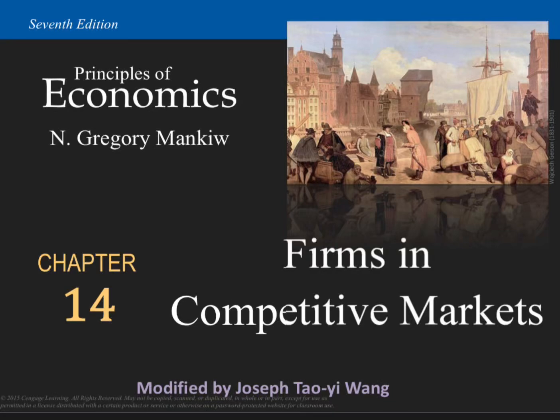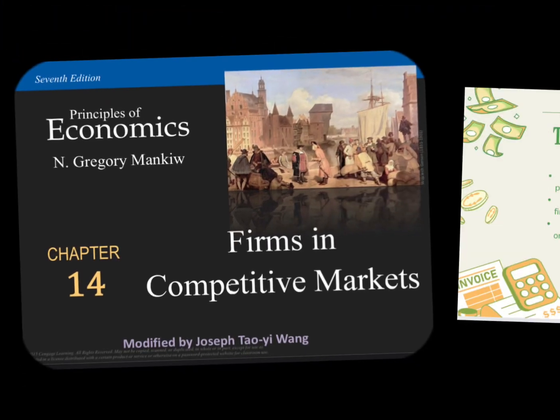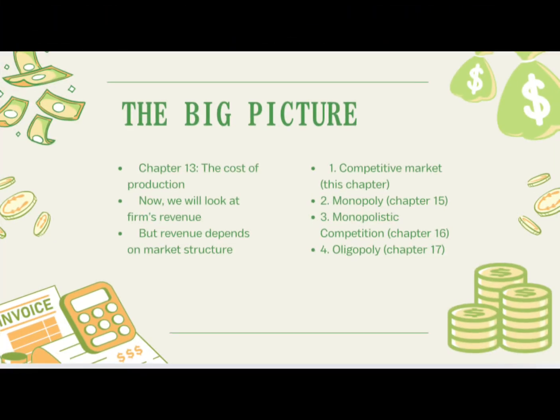Welcome to this lecture on firms and competitive markets, based on Chapter 14. Today, we explore how firms behave when they operate in the most competitive environment possible. In the previous chapter, we studied the cost of production. Now, we shift to the other side of the profit equation, revenue. But revenue depends heavily on the market structure.